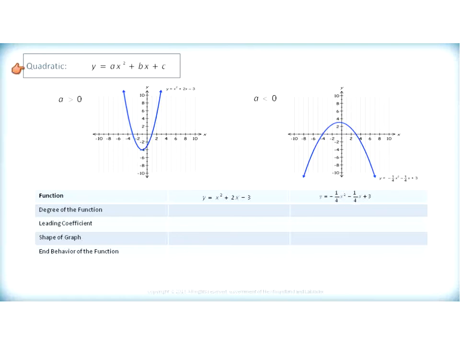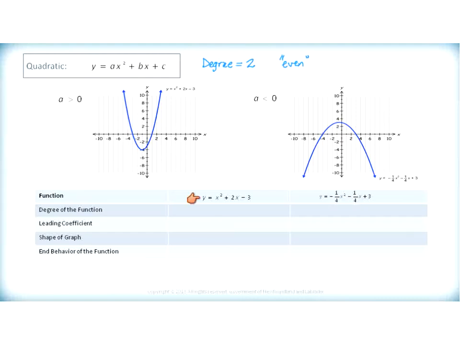With regard to the quadratic function of the form y equals ax squared plus bx plus c, we have a polynomial function again, where the highest power of x is 2. So we say that the degree of a quadratic function is 2. And because 2 is an even number, we say that the quadratic function is of even degree. When the leading coefficient is greater than 0, your parabola will open upward. When the leading coefficient is less than 0, your parabola will open downward.